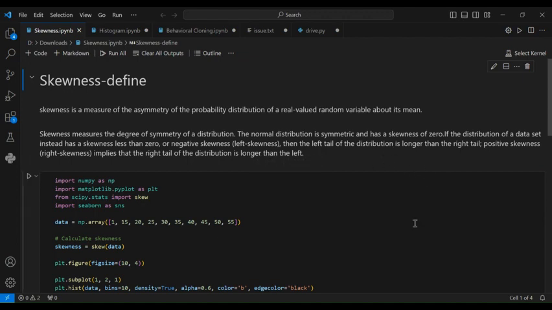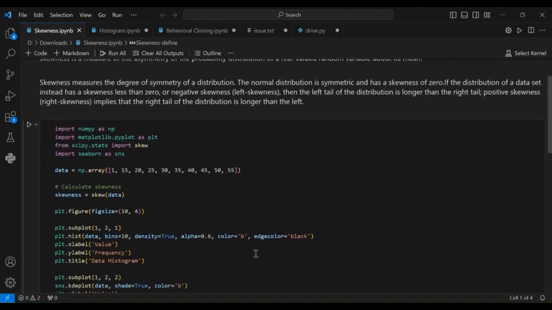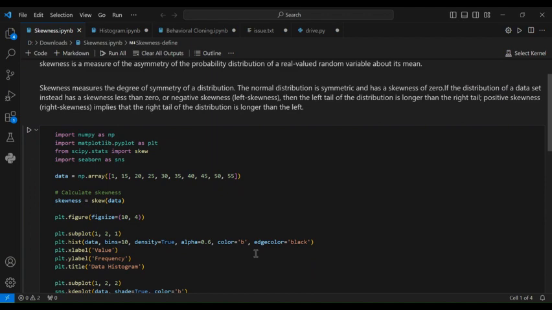Right, if it is left skewed, that is negatively skewed data, then the left tail of the distribution is longer than the right tail. Tail is nothing but the end of the particular distribution that you are having. And positive skewness, or right skewness, implies that the right tail of the distribution is longer than the left tail. So we used to say the right tail, left tail of the data.